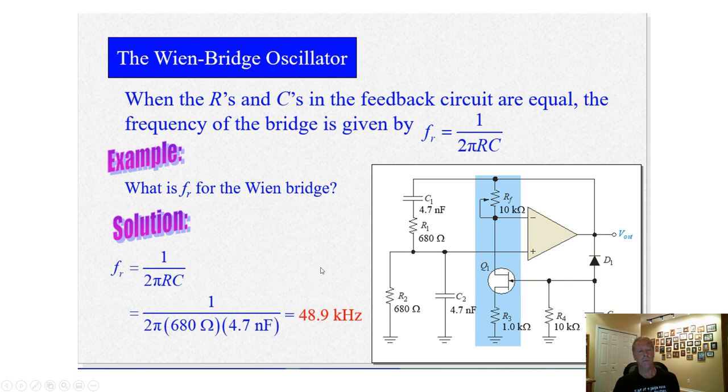Here's a little example. That's our old friend 1 over 2 pi RC equation. All right, and so the example has 680 ohms and 4.7 nanofarad, resulting in 48.9 kilohertz.